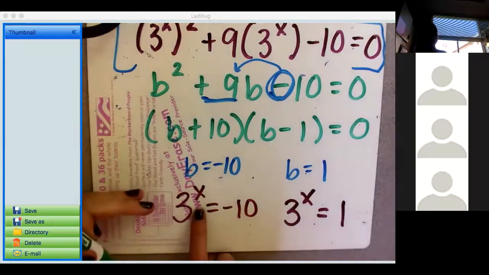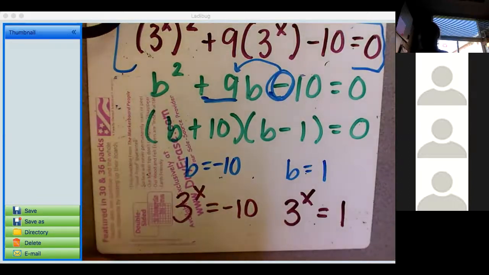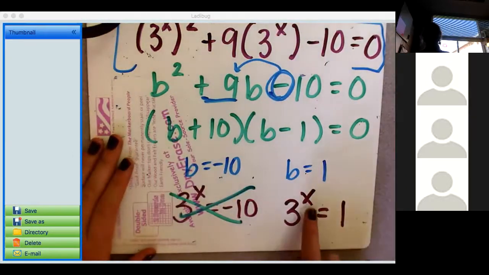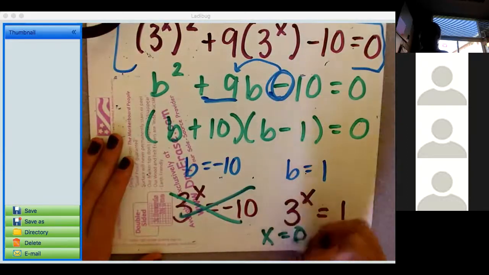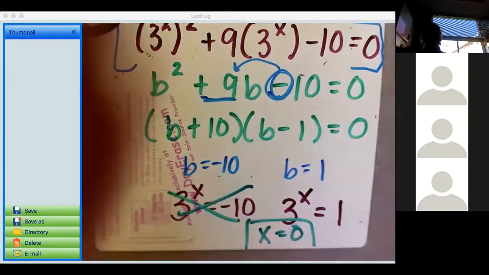Good. You can't put anything to a power and get a negative, right? Because even 3 to the negative 10th would be 1 over 3 to the 10th. It's not going to be negative. It's still positive. This one will never work. 3 to what power will equal 1? So what's our answer? Look at y'all. How do you feel about that?